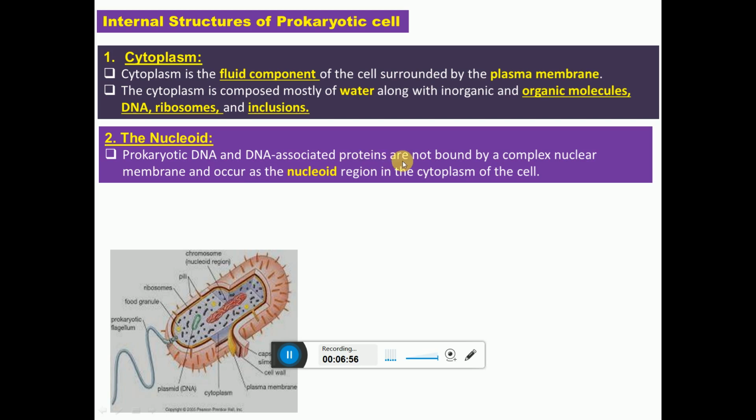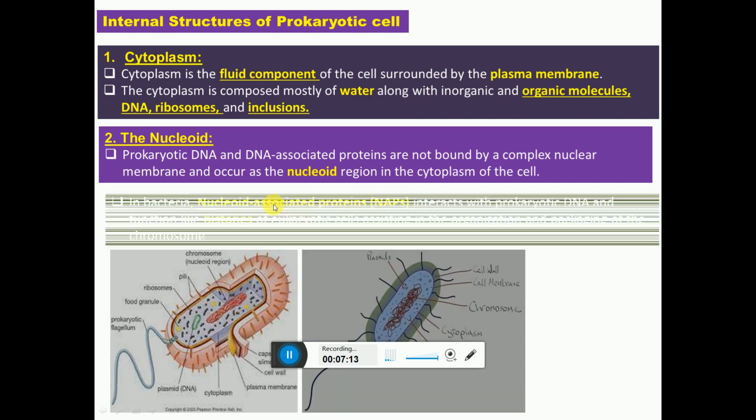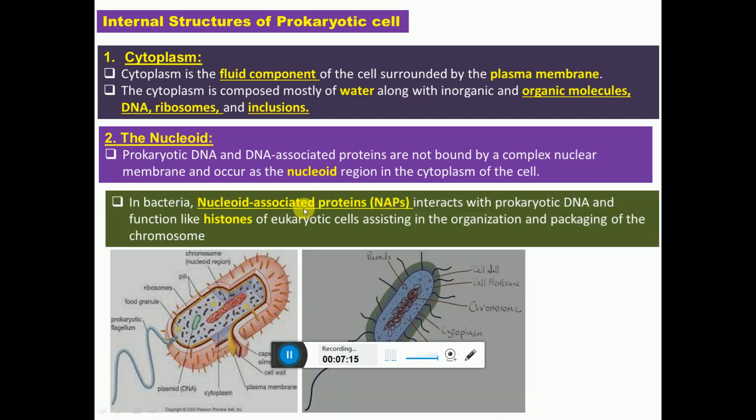DNA-associated proteins are not found, so it is only DNA, not called a chromosome, and a complex nuclear membrane is not found. It is called the nucleoid or nucleoid region. So a single circular DNA is present inside the bacteria. These are the photographs. In bacteria, nucleoid-associated proteins, NAPs, interact with prokaryotic DNA and function like histones. Instead of histones, there are nucleoid-associated proteins, which assist in the organization and packaging of the chromosome.